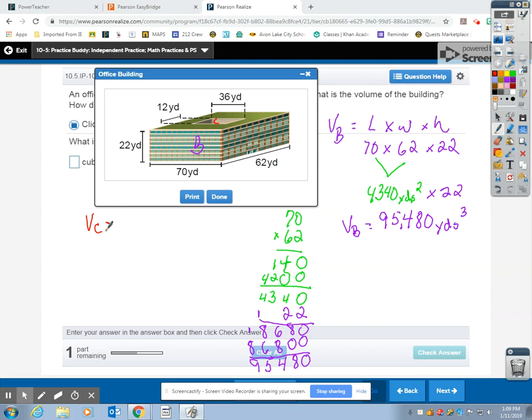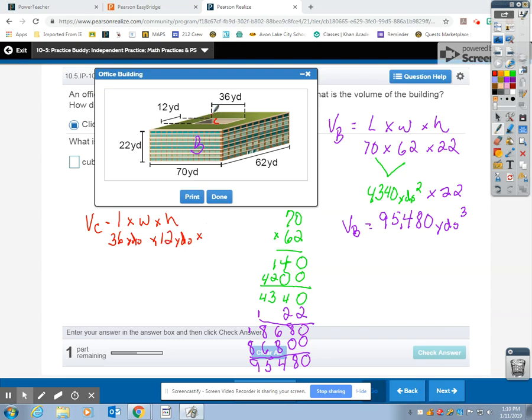Now we need to find the volume of the courtyard. Once we find that, then we can subtract the volume of the courtyard from the volume of the building. So we want to find the volume of that courtyard. I know that it is 36 yards long, so I have to find length times width times height. We already said that it was 36 yards long, and it is 12 yards wide.